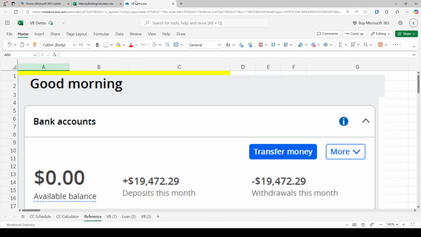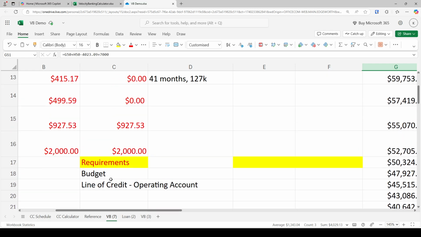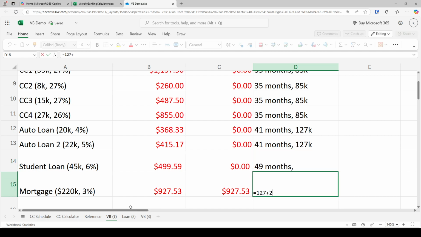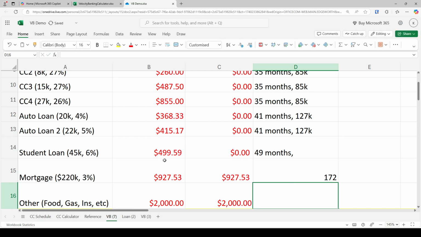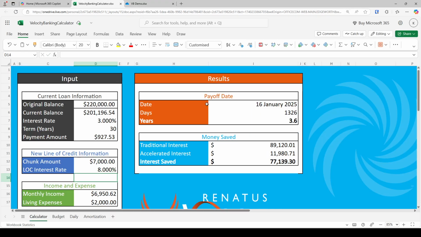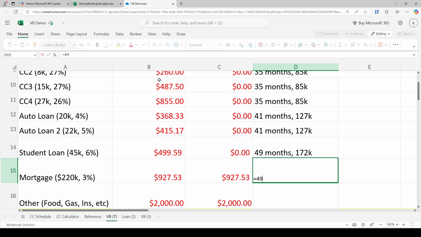So let me go ahead and take this right here. Shocking, isn't it? How quickly we just pay off debt. And all I do is just ramble on and on because I've been doing this for so long. Oh, I didn't even do the student loan part. So 49 months, and it's 127 plus 45, which is 172K. And then here it's 49 months plus 3.6 years, 49 divided by 12 plus 3.6, which is 7.7 years debt free. Oh my goodness.